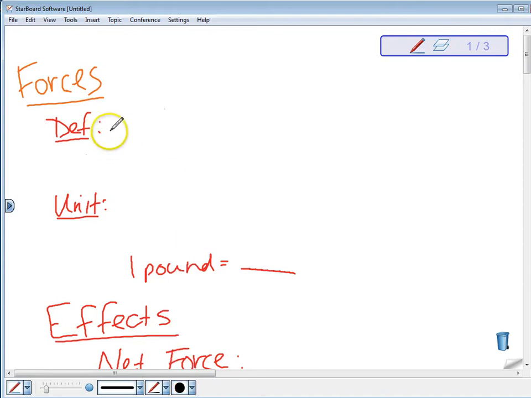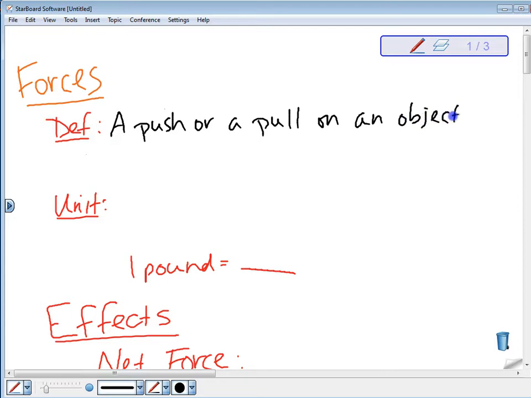Right. Forces are defined as just a push or a pull on an object. They're going to have direction to them, these forces. So the push or pull on the object is going to be in a direction, which makes forces vector quantities.